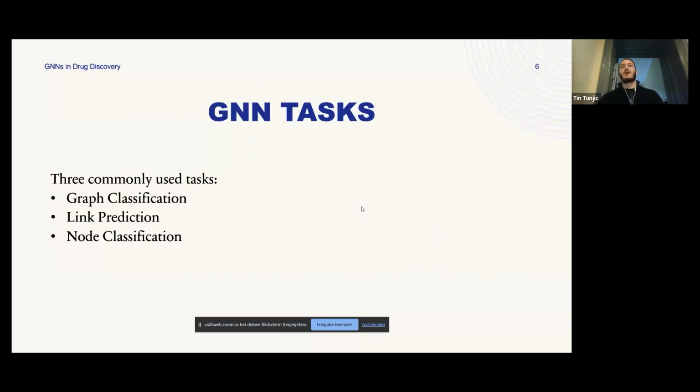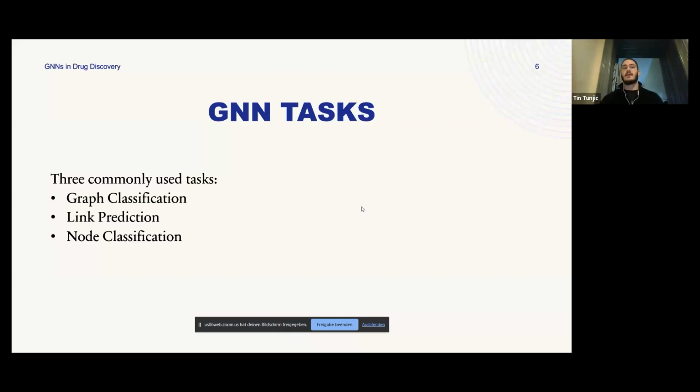Now, what are the three most common tasks when it comes to graph neural networks? Three most common, but not all. There are many more that you can do with graph neural networks. The first is graph classification, where you have, for example, a molecule, which you will see later, and then you try to classify that molecule. Is it, for example, potent or not? Is that compound active or inactive?